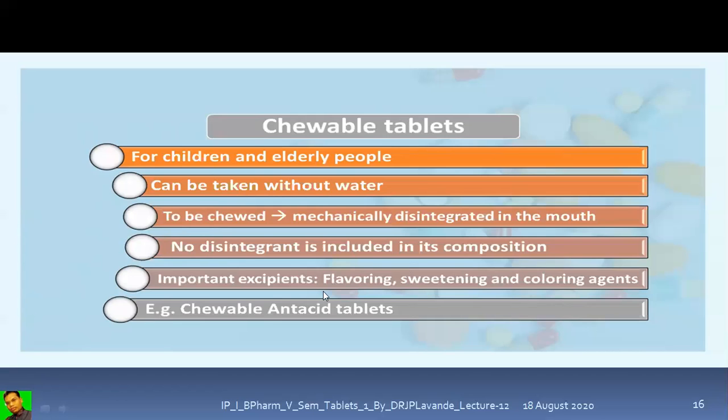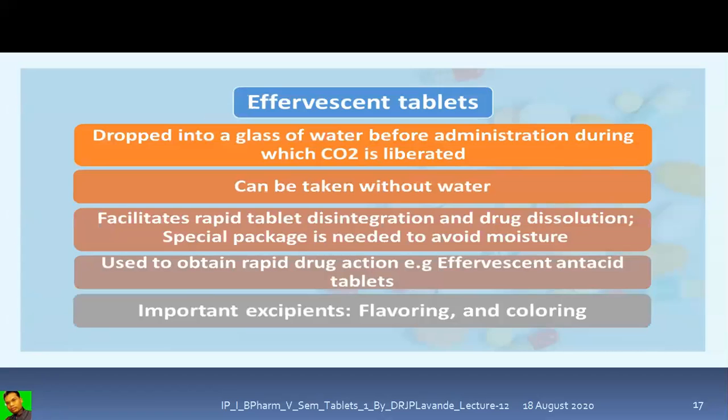The important excipients that need to be added in a chewable tablet are the flavoring agent, sweetening agent, and the coloring agent. That is to impart particularly an agreeable appearance or to improve the elegance. The best example of a chewable antacid tablet is Gelusil, the very popular brand. So that is the example of the chewable tablet.